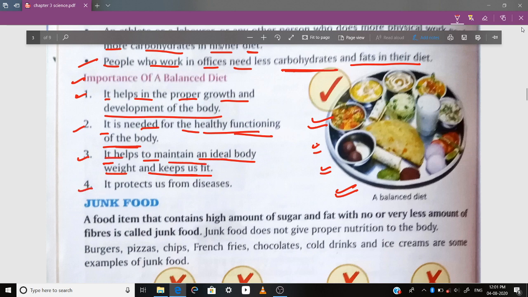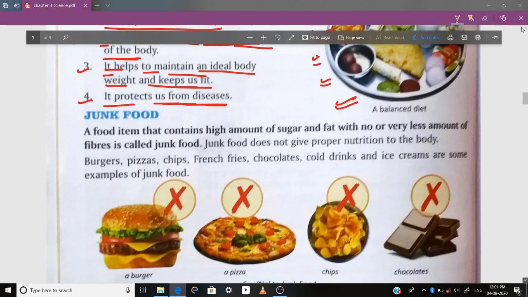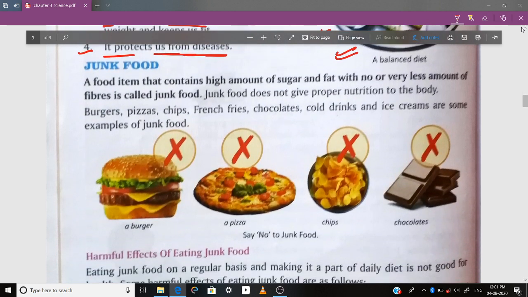Then four, it protects us from diseases. So these are the main four points for the importance of balanced diet. Now let us talk about junk food. Junk food is the opposite of balanced diet. As I have told you, balanced diet helps us maintain body growth and prevents us from diseases.